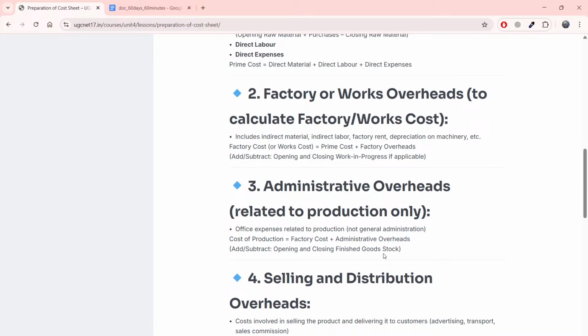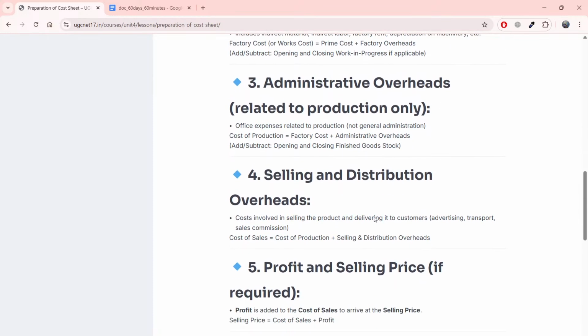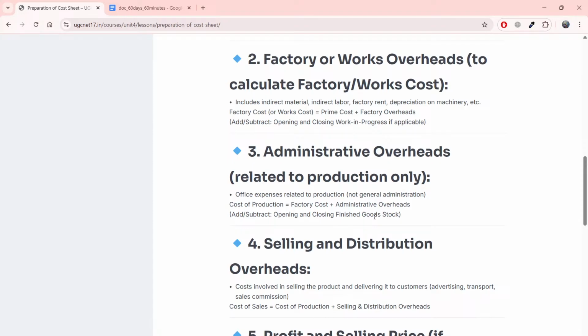Materials example. Selling and distribution overhead: cost of production plus selling and distribution overhead gives cost of sales.